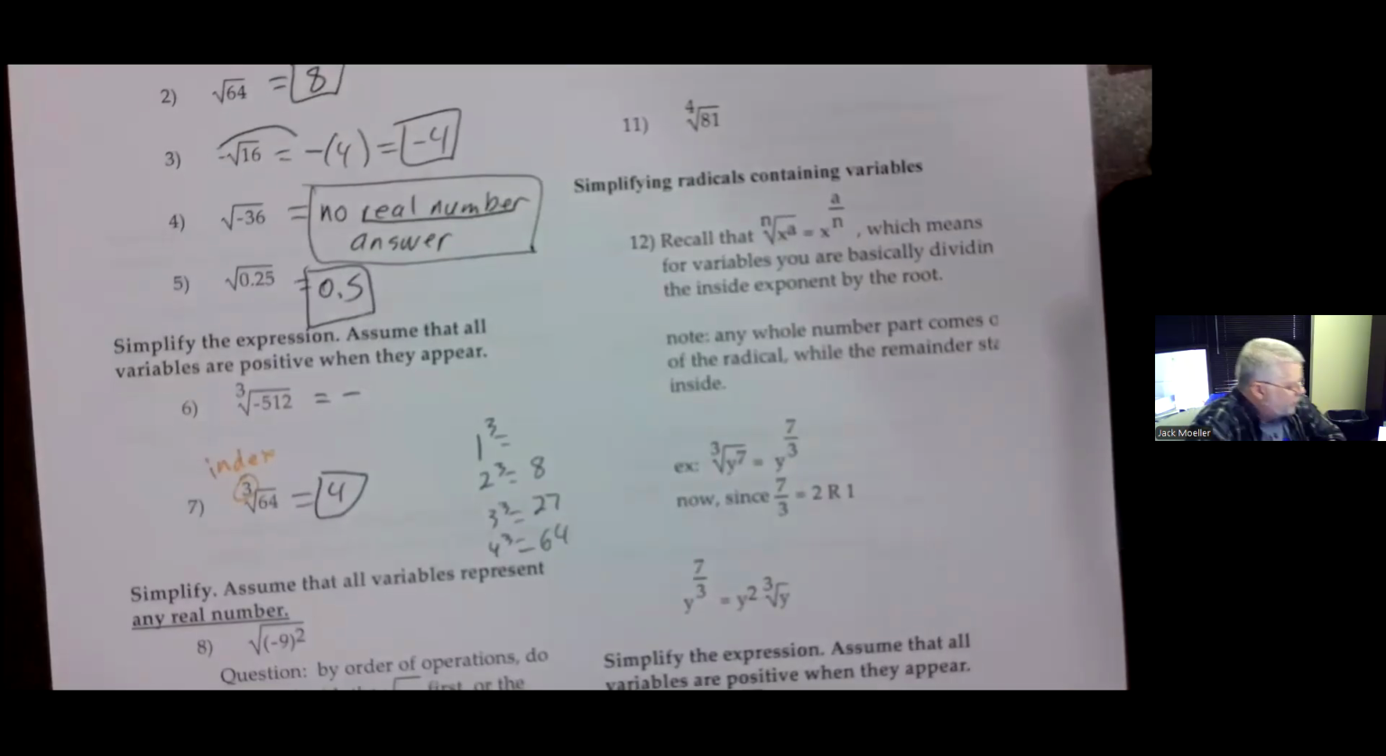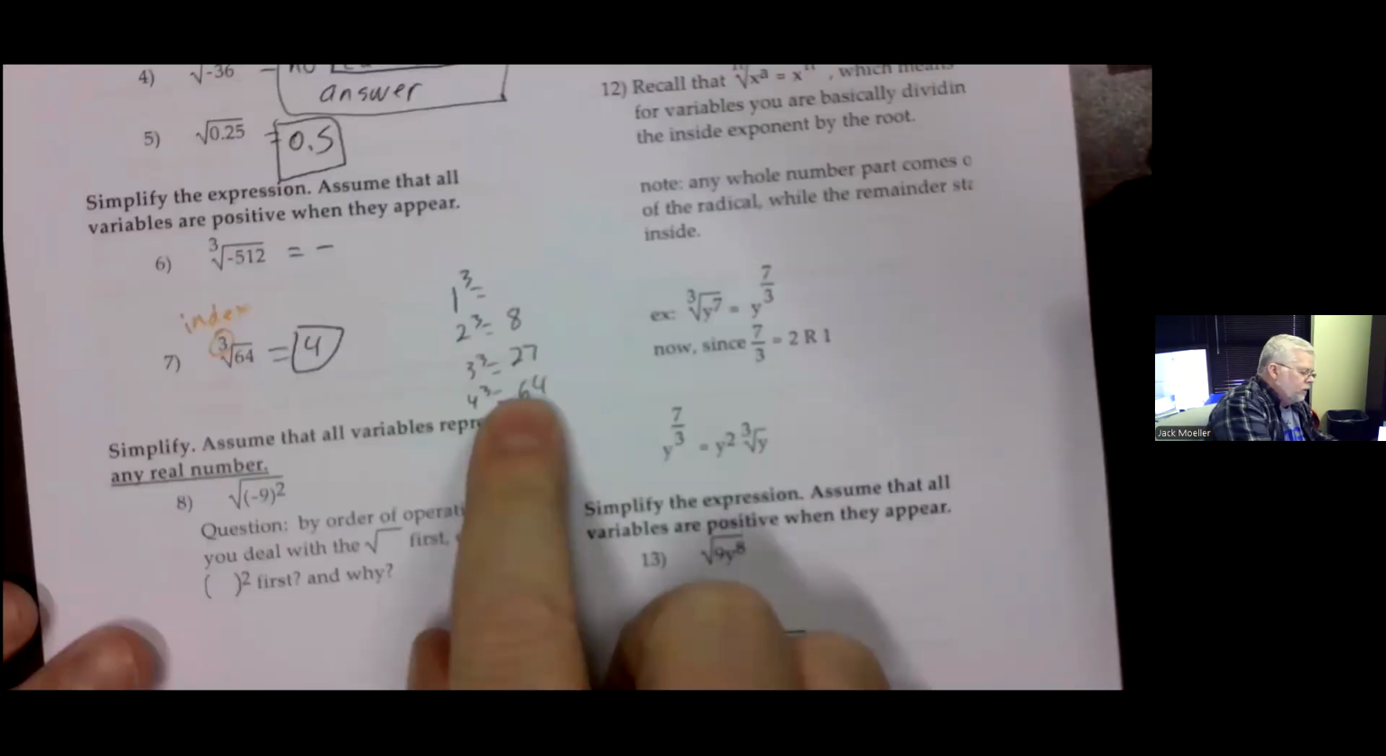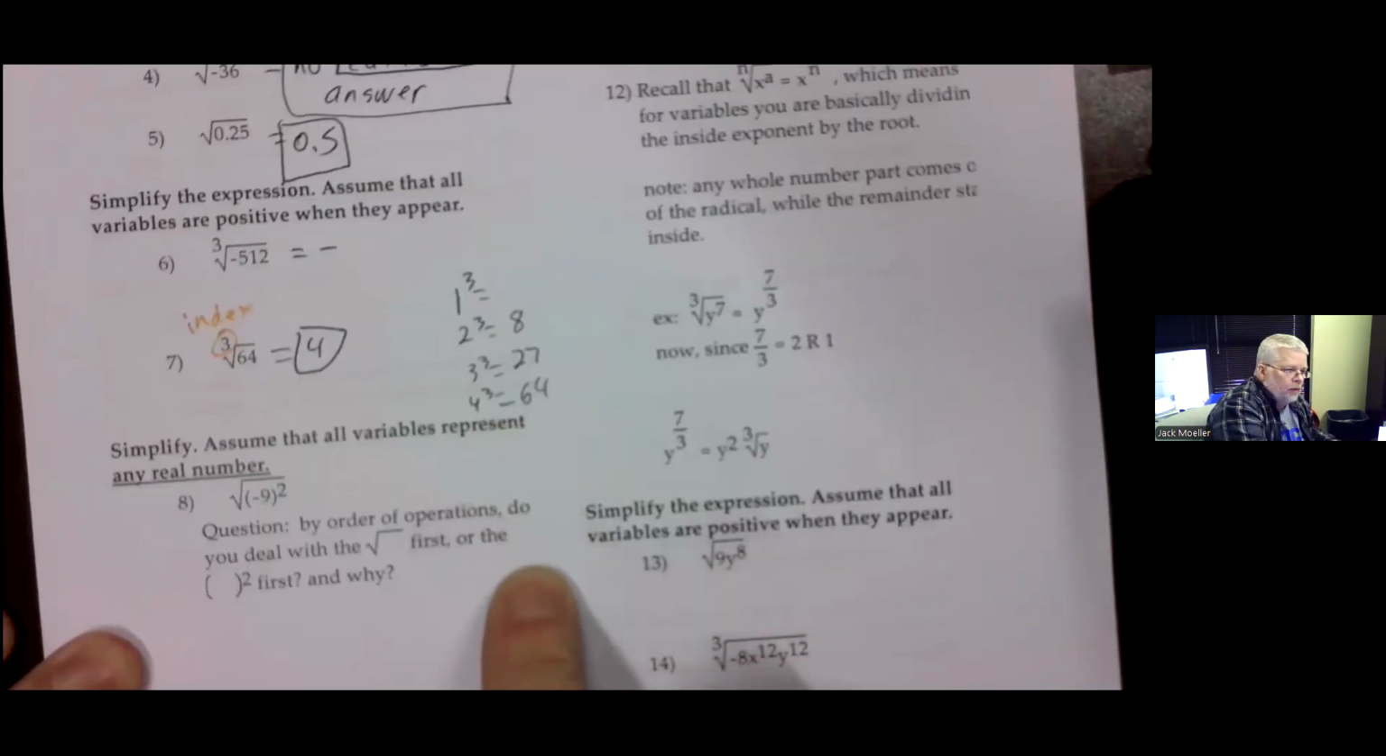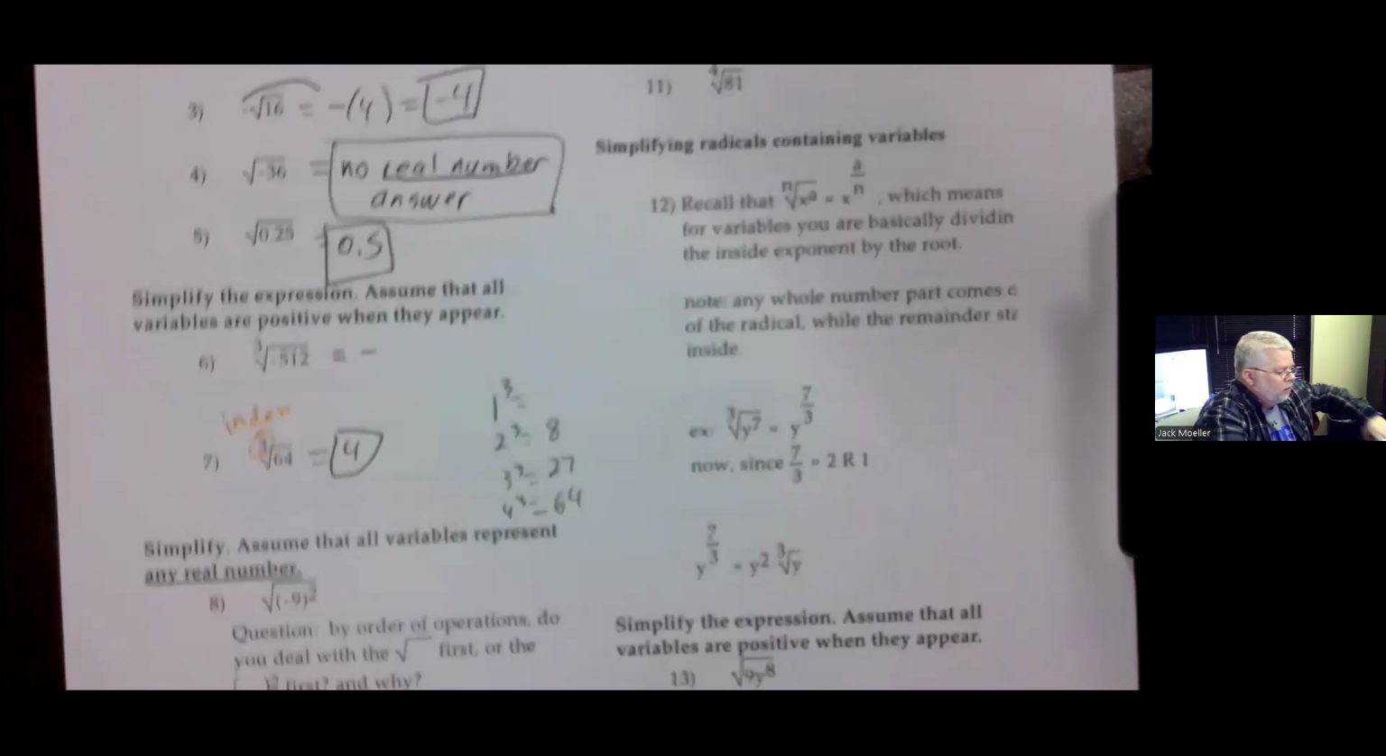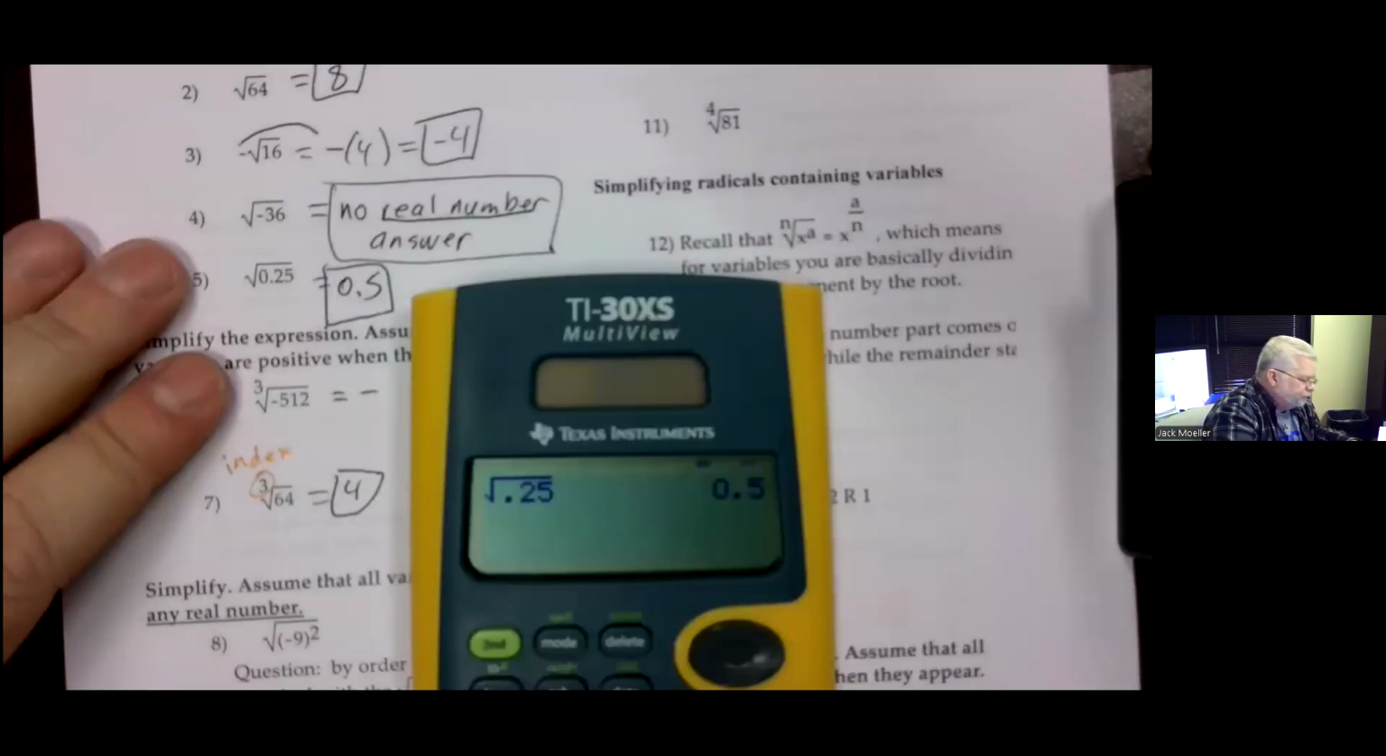And so now, how do we get the cube root of 512? Well, you could do it the same way here. Obviously, we keep going until we get to 512. Or how do you do it on your calculator?